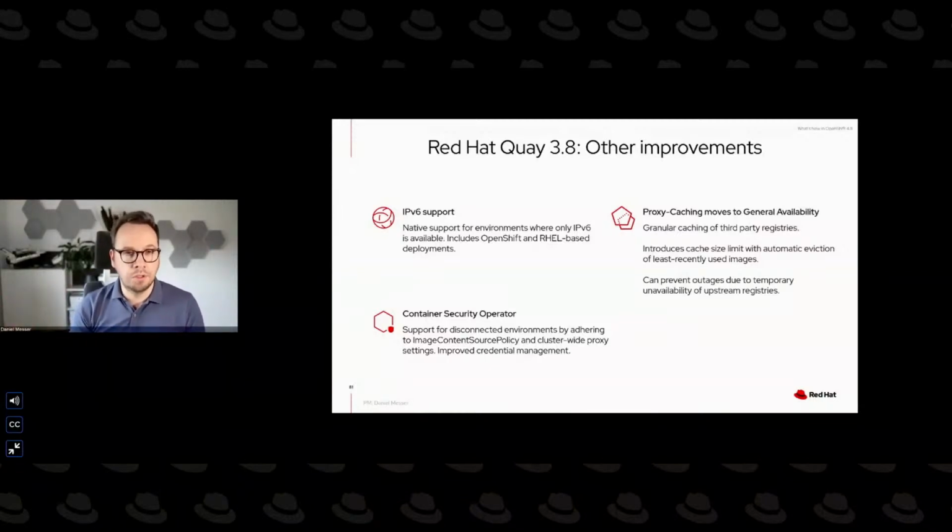Lastly, the container security operator is something that every Quay customer can use to relay vulnerability reports from Quay into the OpenShift console to see which images that they're running from Quay pertain to certain vulnerabilities these pods have. And that is something that will see enhancement for disconnected environments. So the container security operator will become more friendly towards mirrored images with support for image content source policy, and will also automatically detect if the cluster has a cluster-wide proxy setting.